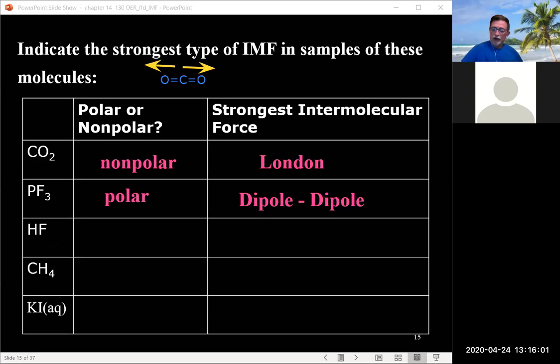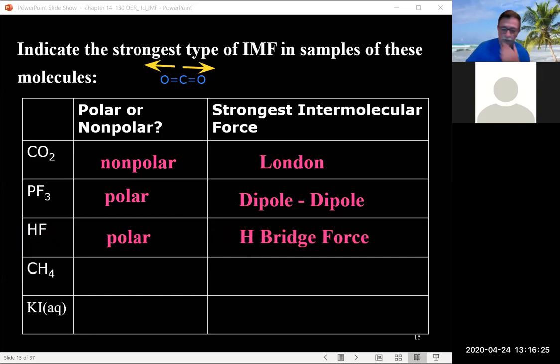We look at HF. HF is polar, no question about it. Two dissimilar atoms, very polar. Second of all, it has hydrogen involved, and it's attached to the fluorine, which is one of the NOFs, nitrogen, oxygen, and fluorine. So its force is hydrogen bridge forces.